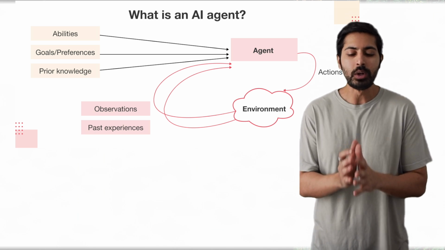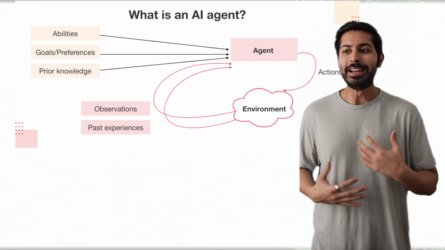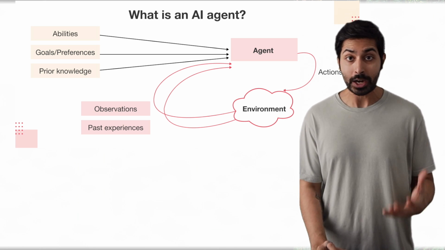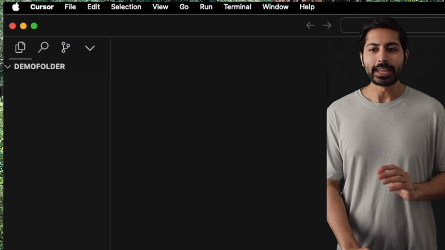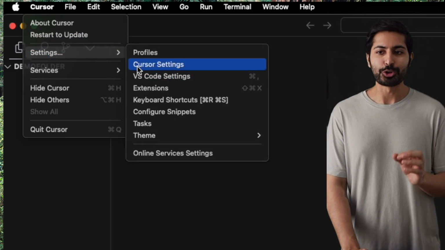We just want to be able to talk to it and for it to build for us in 20 minutes, which is the point of this video. We want to build this trading bot in 20 minutes with Cursor. Before we get started with our first prompt, we are going to go to Cursor, Settings, and then Cursor Settings.